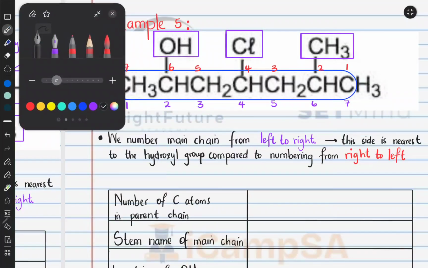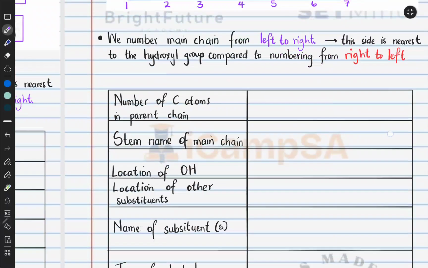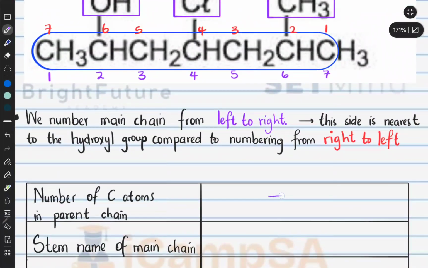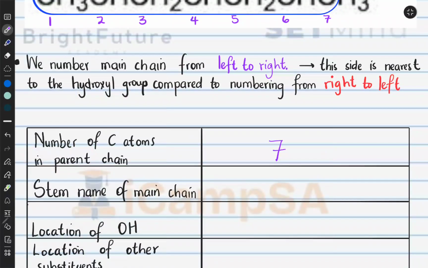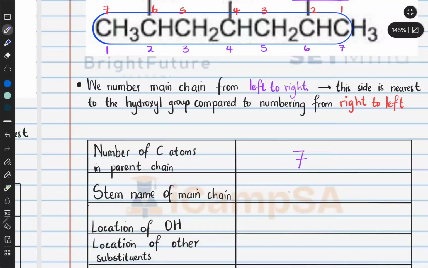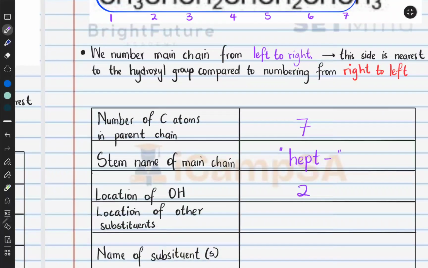All right, so how many carbon atoms are in the parent chain? We found that there are 7. And then the stem name of the parent chain is hept, because it's 7. Right, so you can think of it as heptanol. Now the location of the hydroxyl group is on carbon atom number 2.